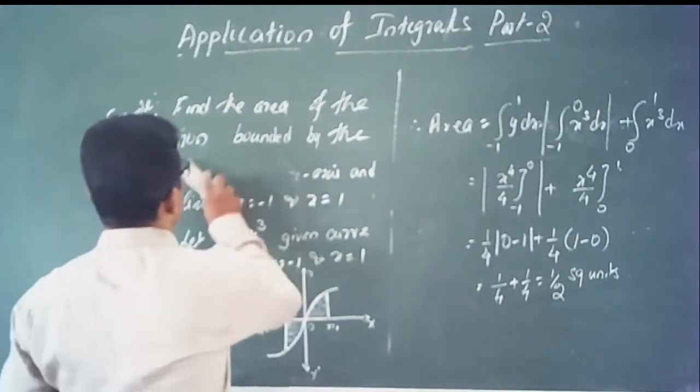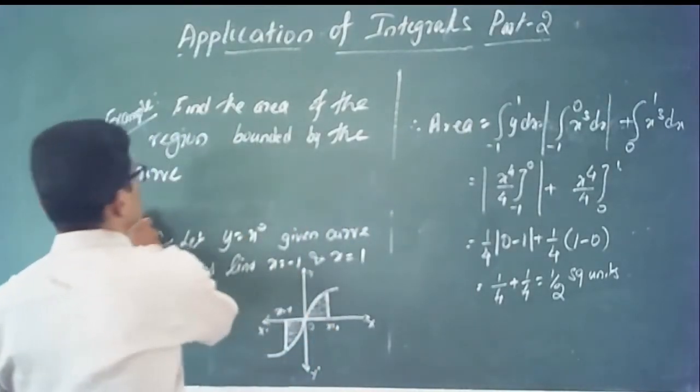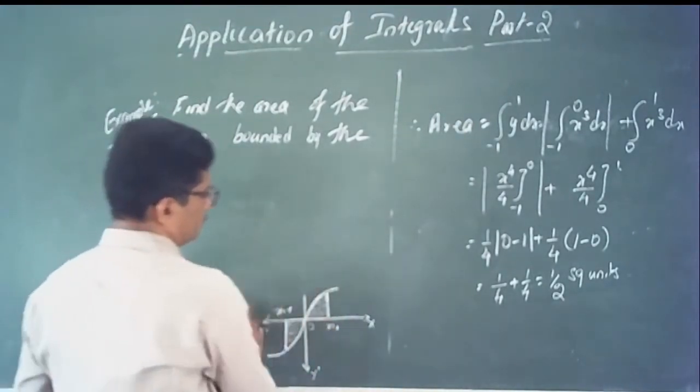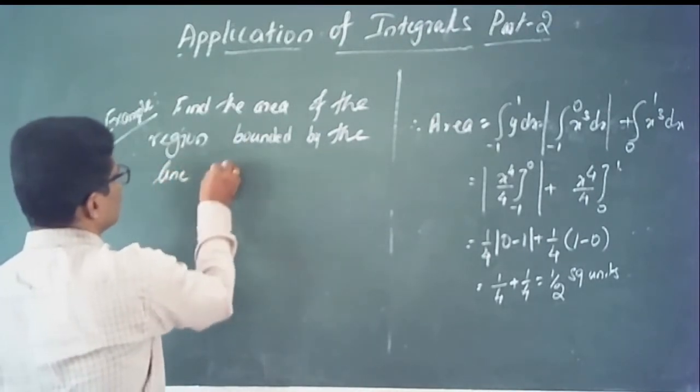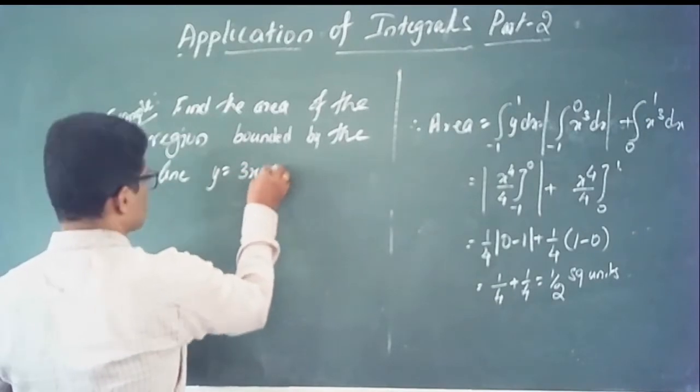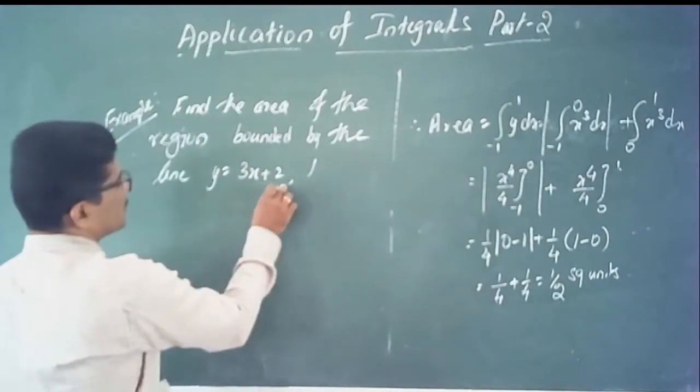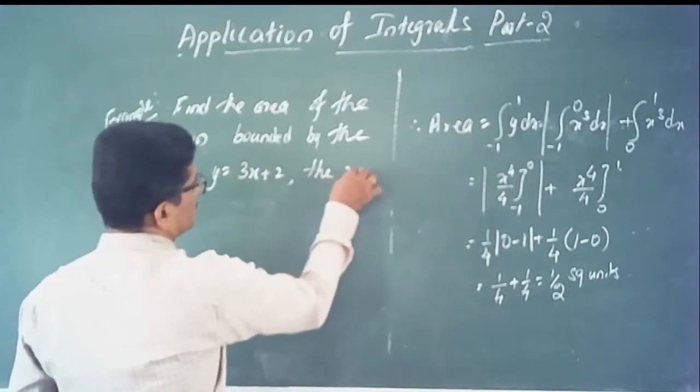The next one: find the area bounded by the curve, bounded by the line ಅಂತ ಹೇಳೋಣ. Line y is equal to 3x + 2, y equal to 3x plus 2, the x-axis.